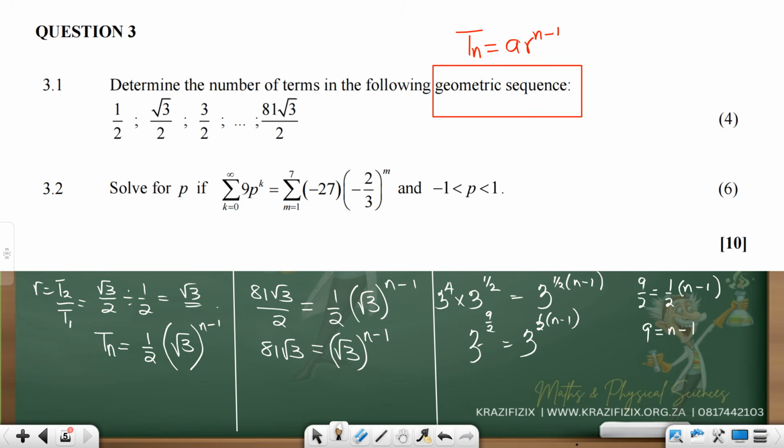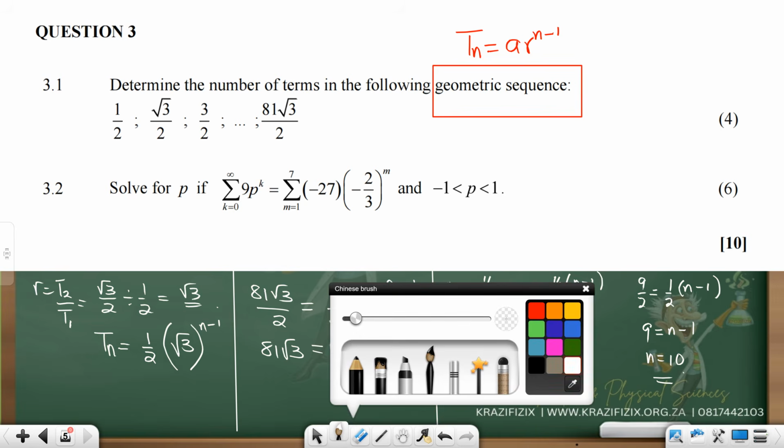Alright, so 9 will be equal to n minus 1 and n is 10. Did you get 10? Alright, let's use logs. What would I have done?